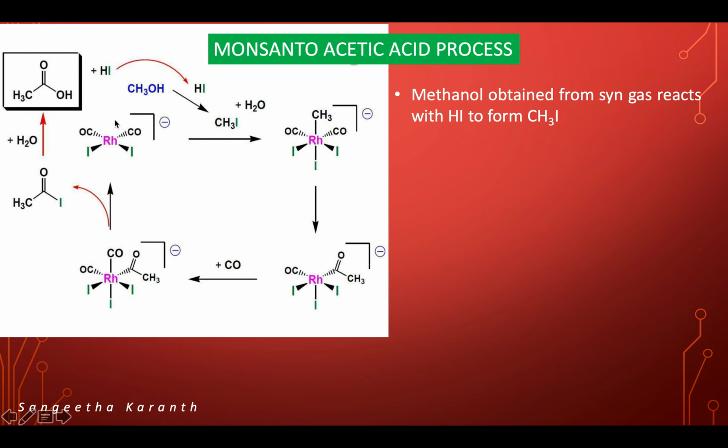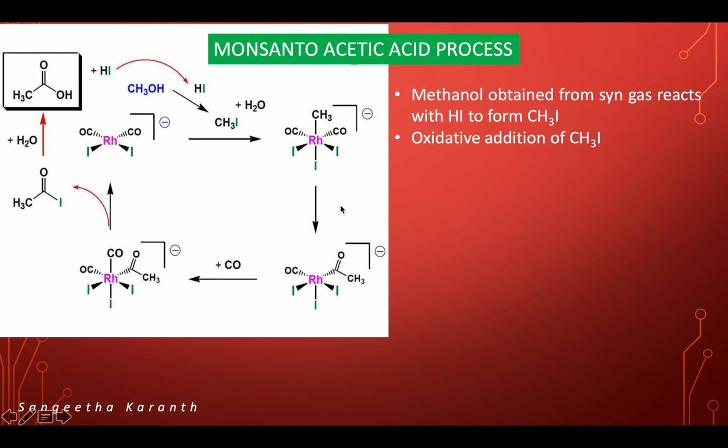So that the coordination number increases from 4 to 6. This CH3 and I are separately coordinated with this rhodium. So, oxidative addition of CH3I. The coordination number of this rhodium complex increases from 4 to 6 here.